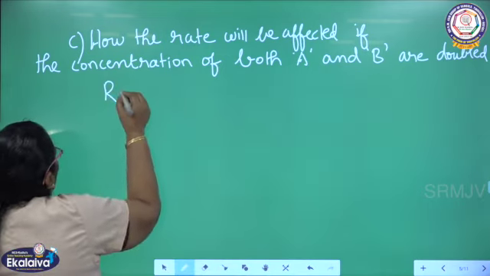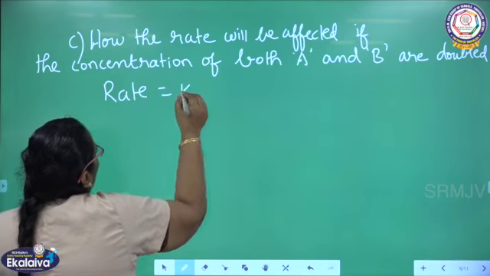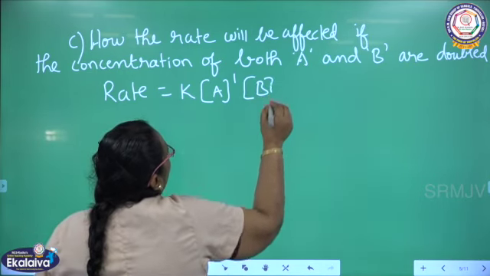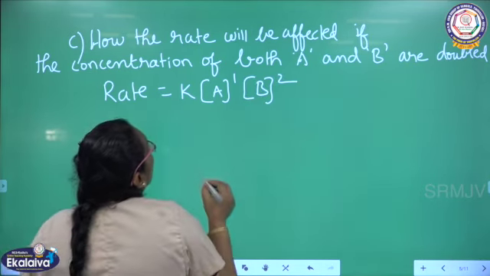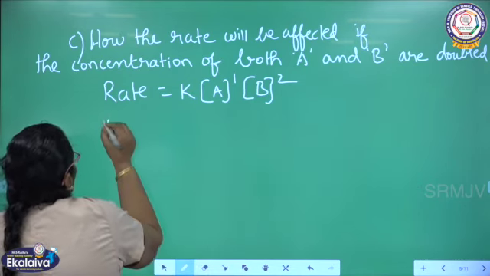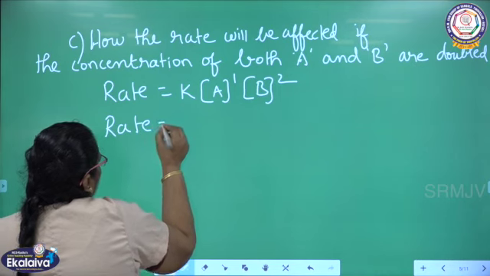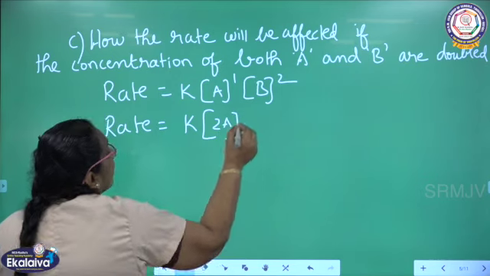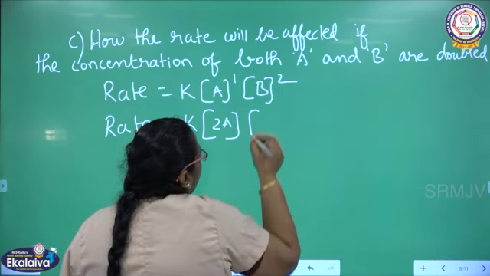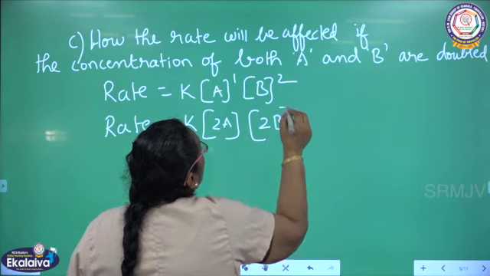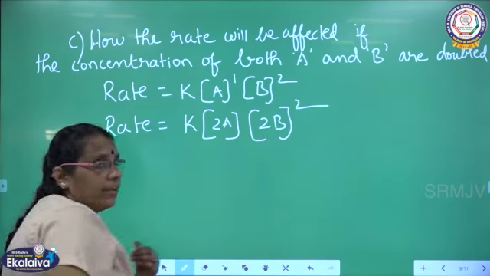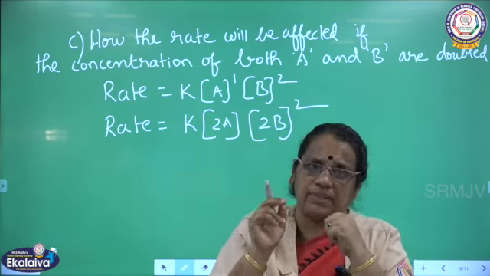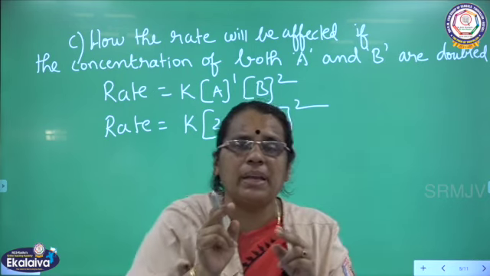Rate is equal to K into molar concentration of A whole power 1 and molar concentration of B whole power 2. So the concentration of both A and B should be doubled. So when we are doubling the concentration of A and B, what is the rate expression? Rate is equal to K into 2A, and actually B also I am increasing. Concentration of B is also increased by 2 times, 2B the whole square. So what have I done? I have increased the concentration of both A and B by 2 times. Doubled.